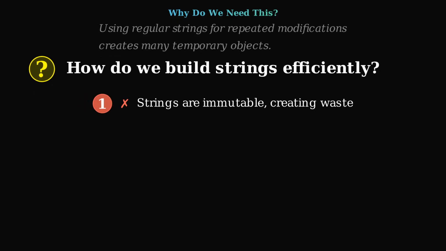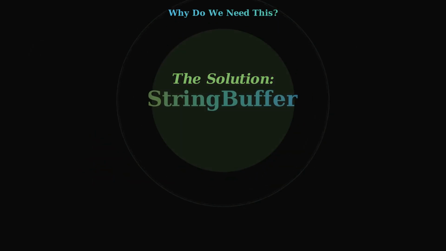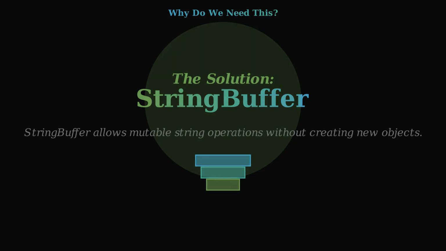Strings are immutable, creating waste. Repeated concatenation is slow. Memory overhead from many objects. StringBuffer allows mutable string operations without creating new objects.